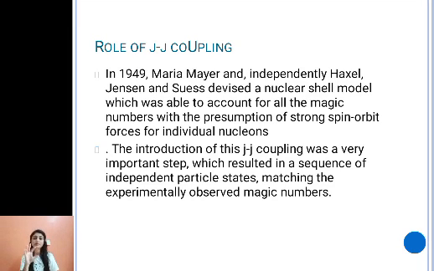Role of j-j coupling. They were able to do this because of the introduction of j-j coupling. In atomic and molecular physics, j-j coupling was introduced, and that concept helped in developing the nuclear shell model. The introduction of j-j coupling was a very important step which resulted in a sequence of independent particle states matching the experimentally observed magic numbers, and that is how the shell model was developed.